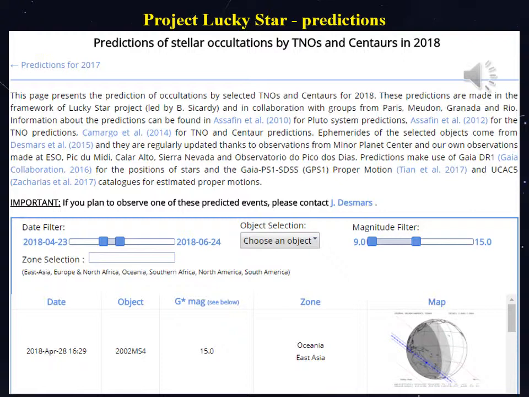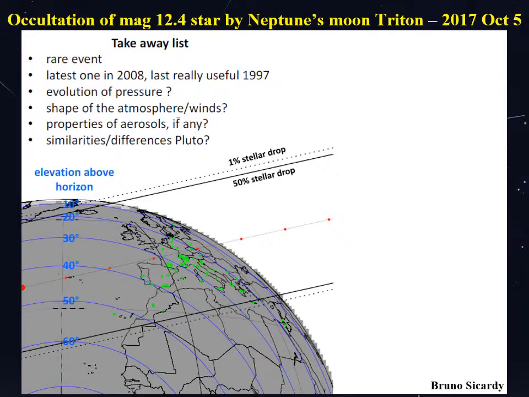But one that we really pushed for last October was Triton occulting a Mag 12.4 star. And this is Bruno's slide showing the information it would give us. The last really good info on Triton was 10 or more years ago. Any work you get, any light curves will give us information on the atmospheric pressure, winds, structure of its atmosphere. And this was a provisional width of the shadow track.